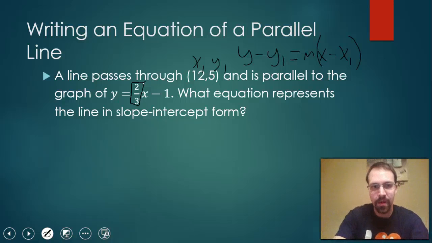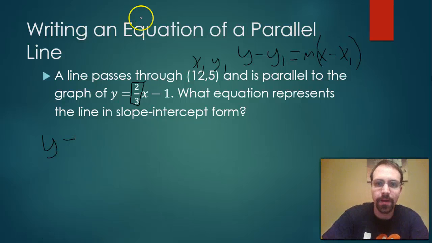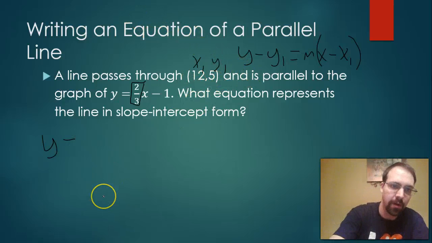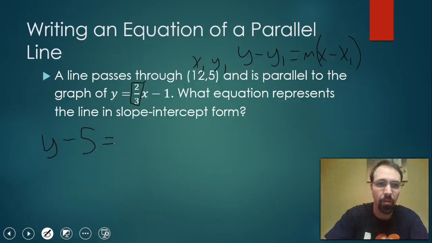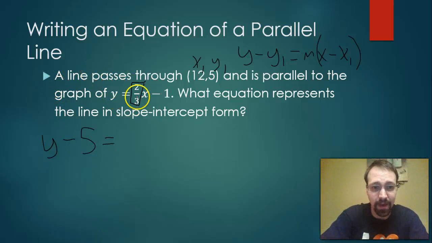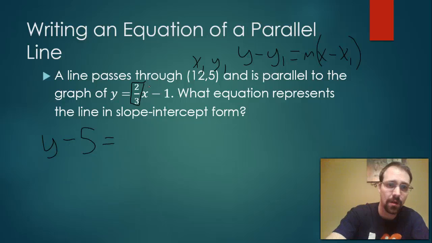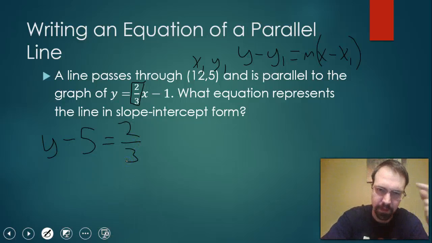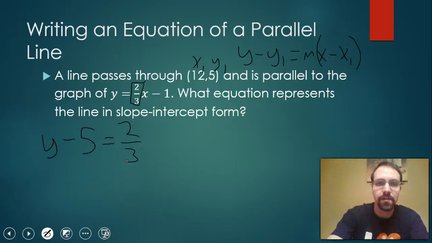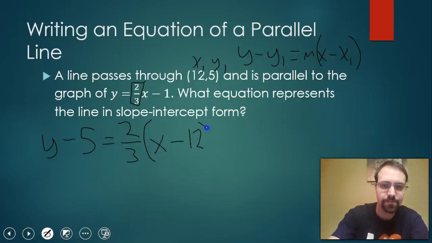I believe in us. So we're going to have y minus, what's my y1? Right here. It's the 5. So y minus 5 equals m. Well, my slope is going to be the same. Remember, parallel lines have the same slope. So if this graph has 2/3 x, then a line parallel to that is going to have 2/3 x. So this is 2/3. Excuse me, 2/3, not 2/3 x. Thank you, Mr. Brummond. 2/3 times x minus x1, which is 12.